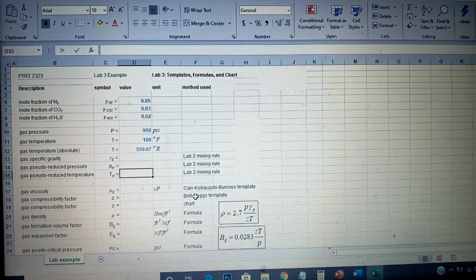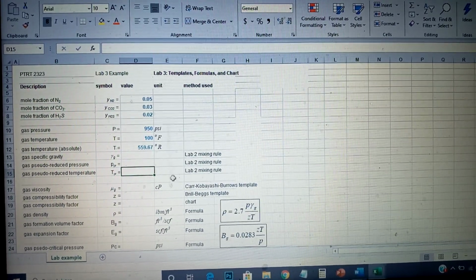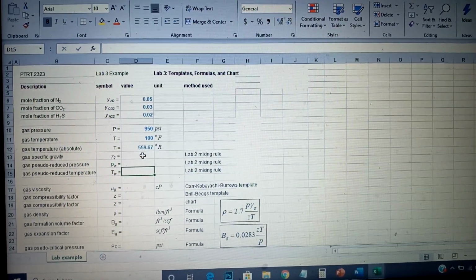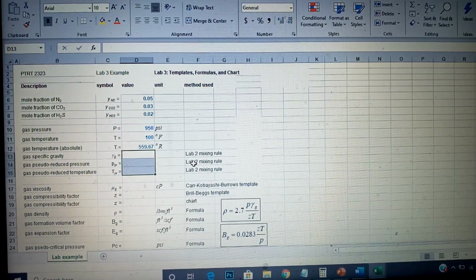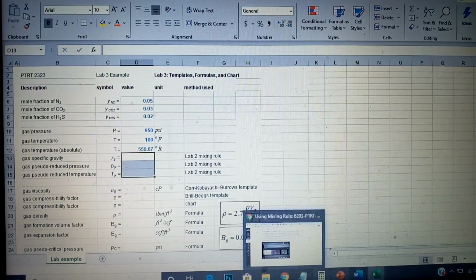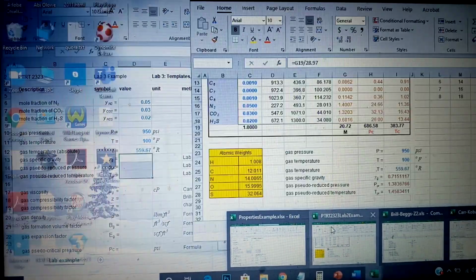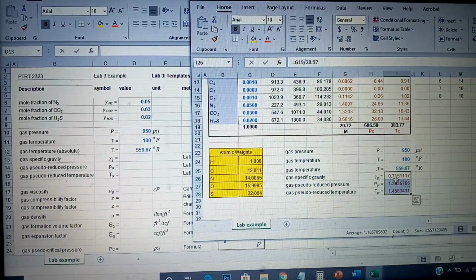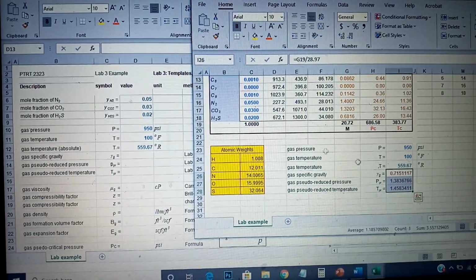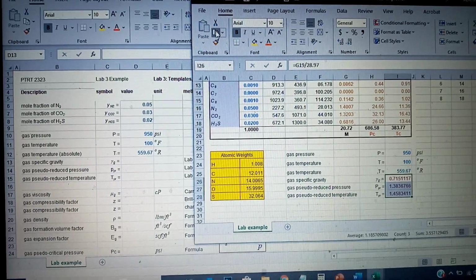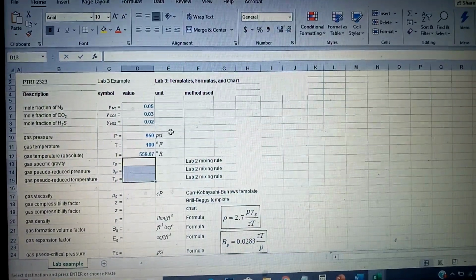Okay, so the first thing we're going to do is to copy these 3 other parameters from lab number 2. So I'm going to open my lab number 2. I'm going to copy those 3. Those are the ones we calculated from lab number 2. So I'm going to copy, go back to my spreadsheet.